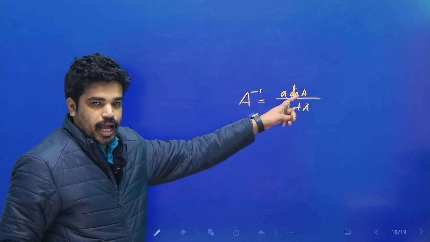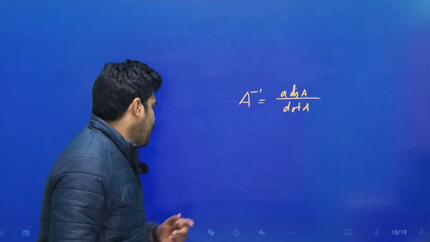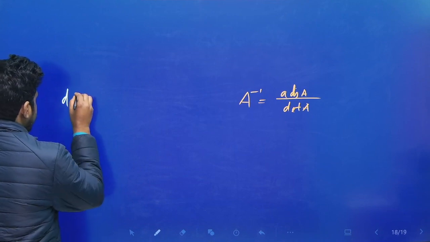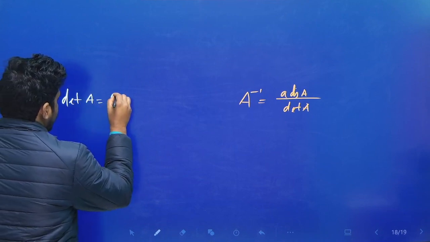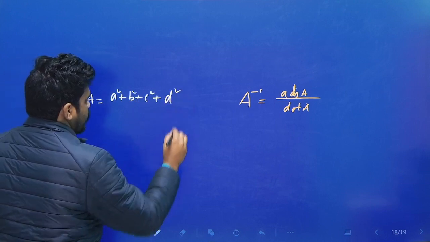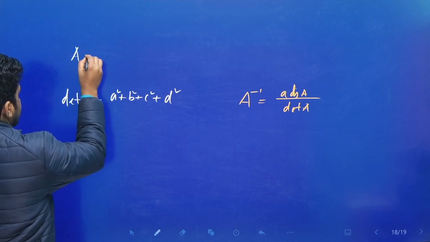A inverse is equal to adjoint A by determinant A. Note this, A inverse is equal to adjoint A by determinant A. আমি determinant A কি পেয়েছি, we get determinant A is equal to A square plus B square plus C square plus D square, right?